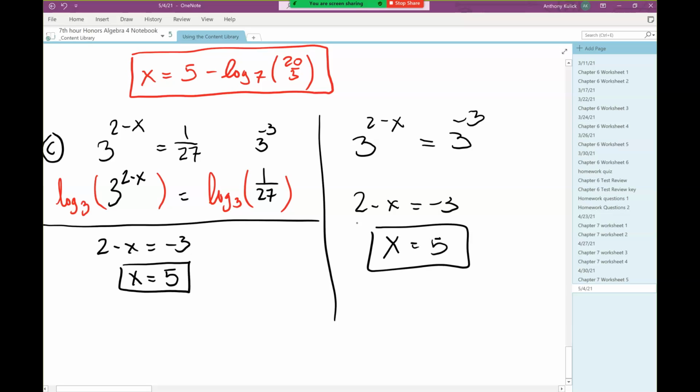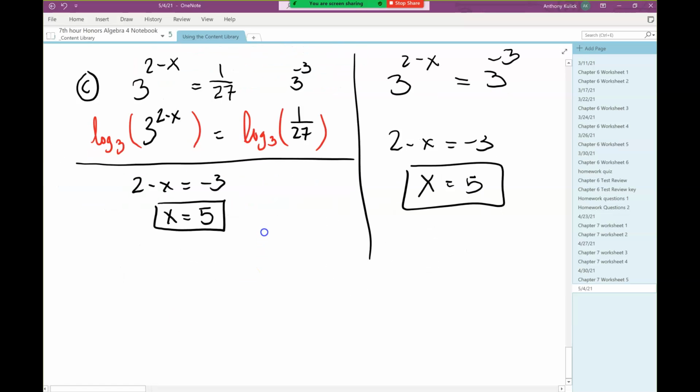If I have 3 to some power equal to 3 to some power, the only way that those things can be equal is if the powers are the same. You guys agree with that? So you could do it that way also. That's maybe a little bit quicker, but it's also different. And whether you catch that or not, sometimes it's tough to see, oh yeah, I could have done that.